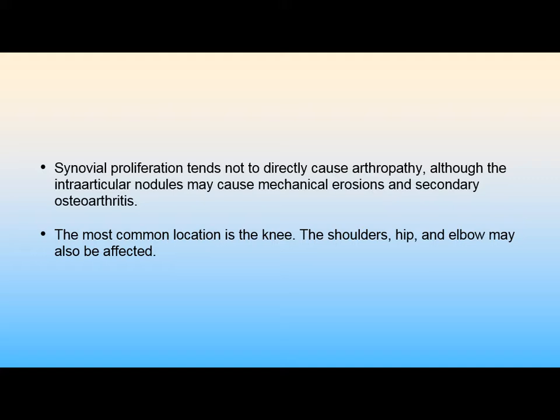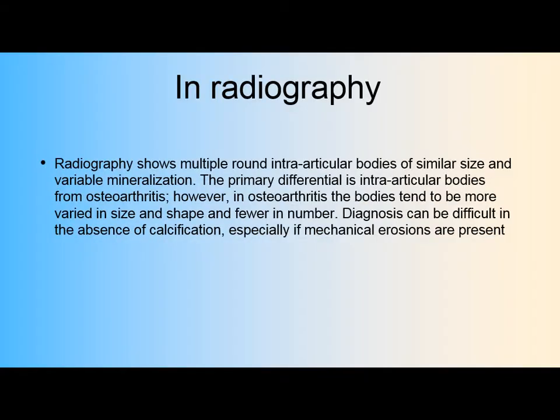Synovial proliferation cannot directly cause arthropathy, although intra-articular nodules may cause mechanical erosion and secondary osteoarthritis. The most common location for synovial osteochondromatosis is the knee. However, the shoulder, hip and elbow may also be affected. In the X-ray, we see multiple round intra-articular bodies of similar size and variable mineralization.